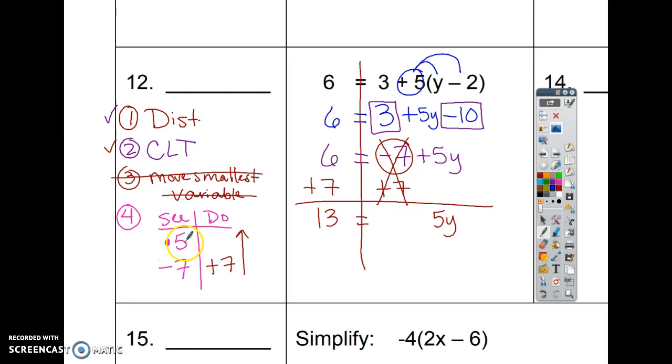The opposite of multiplying by 5 is dividing by 5. So go ahead and divide both sides by 5 so the 5 can cancel. You're going to put 13 divided by 5 in the calculator, and that's going to give you the answer.